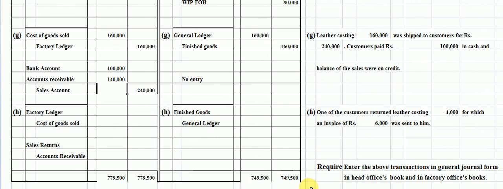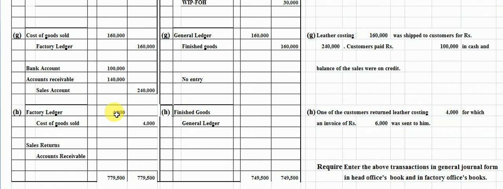Now H part: one of the customers returned leather costing 4,000 rupees for which an invoice of 6,000 rupees was sent to him. Now student, this is the sales return. The entry in the head office book is passed in this manner. The entry should be reciprocal. Same here, cost of goods sold and general ledger. Now this should be reciprocal in each part. General ledger to cost of goods sold. The amount is 4,000 rupees.